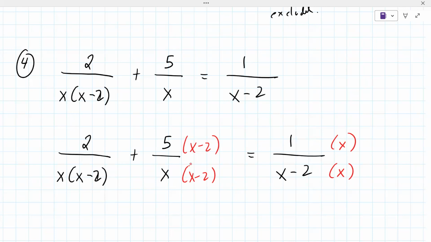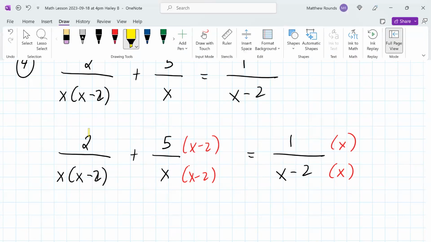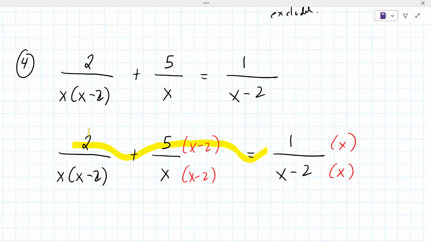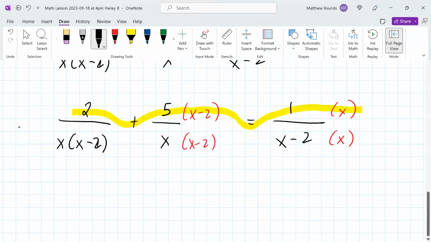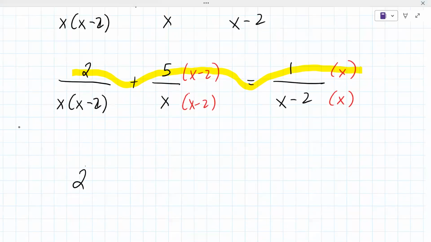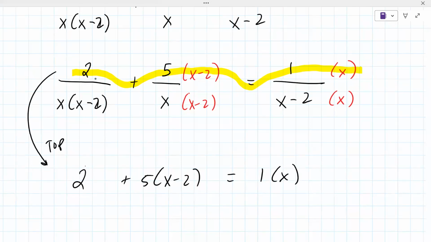All right, now since all the bottoms are the same, you can just focus on the top. The 2, the 5, anything on the top, basically. And keep in mind, you don't have to multiply everything, just the ones that are missing stuff. So 5 parentheses x minus 2 equals 1 times x. So just the top again. All right, and then we solve.